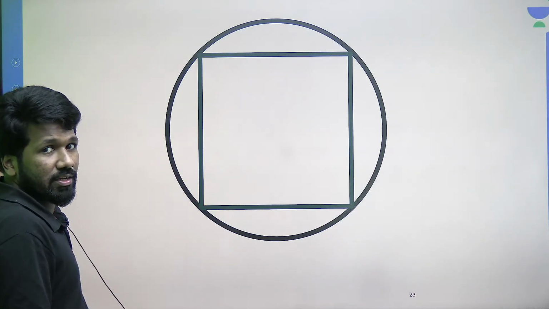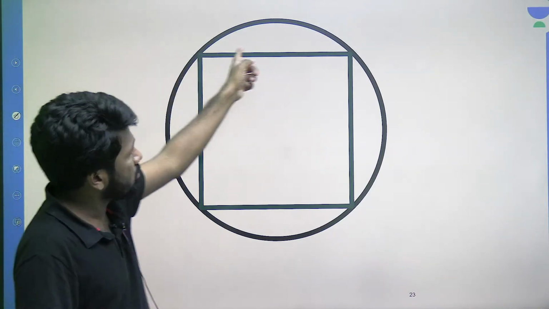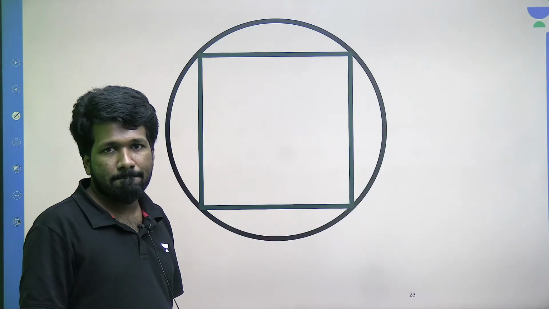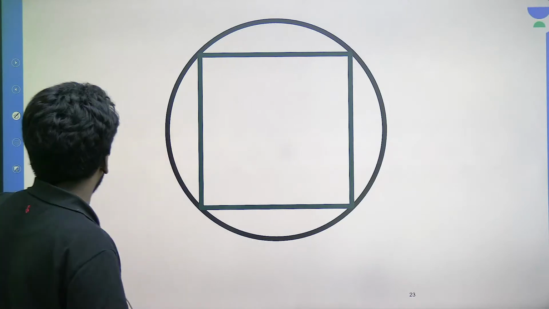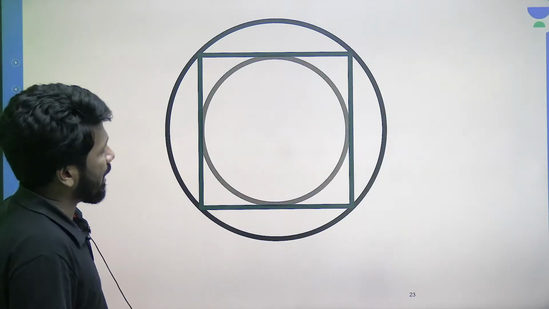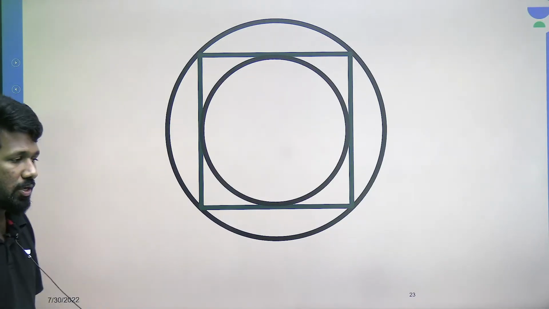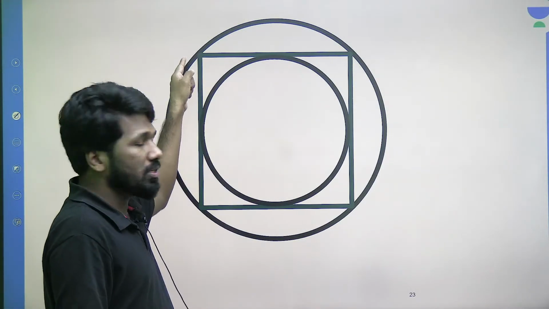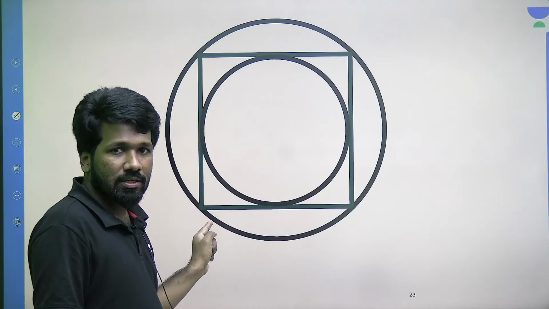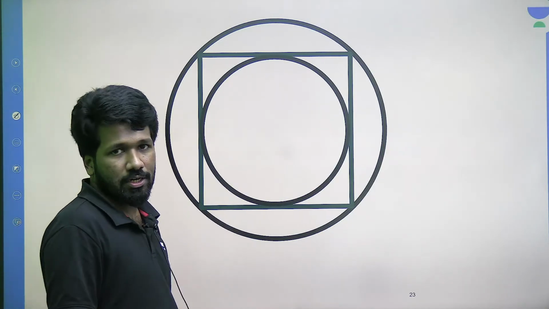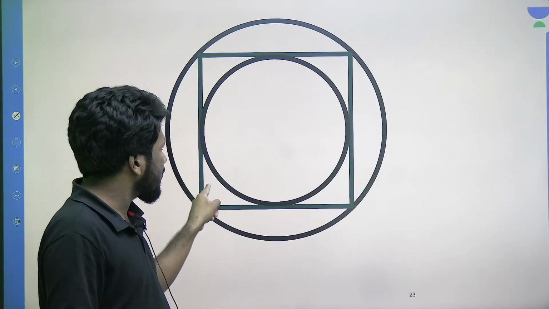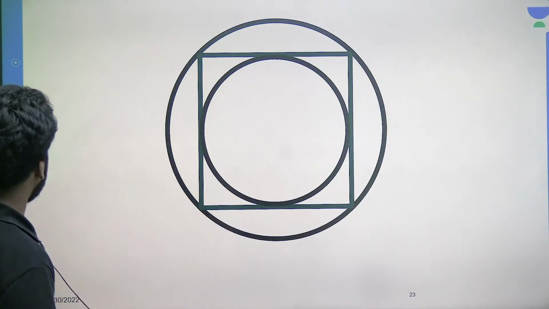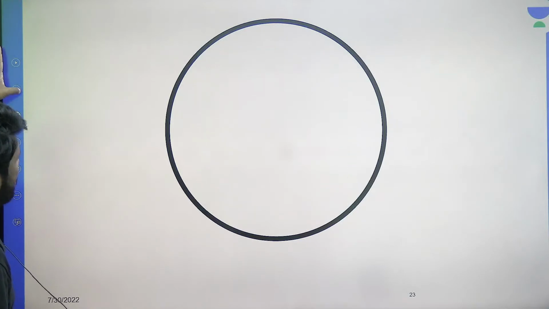That is the meaning. Maximum possible square means its vertices must touch the circle like this. Clear? Now inside that square there is a circle, the maximum possible circle, that is the meaning of inscribed in it. The side length of the square should be tangential to the circle, that means touching at exactly one point like this. This is the meaning of the given system in the question.